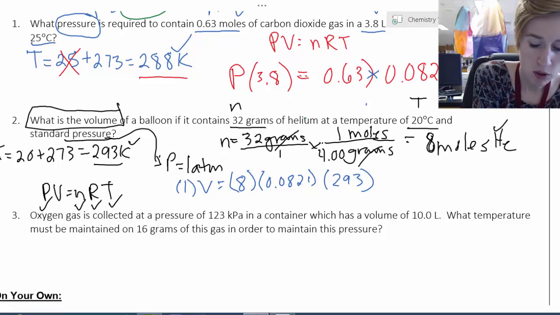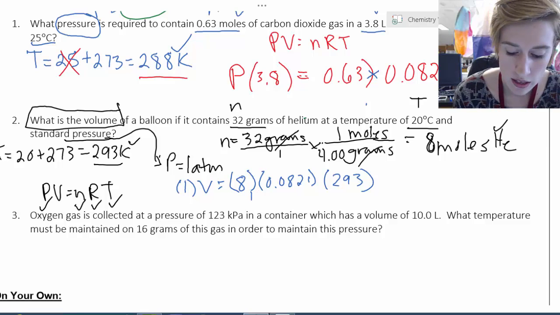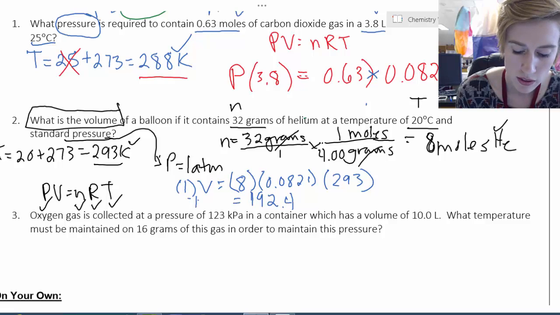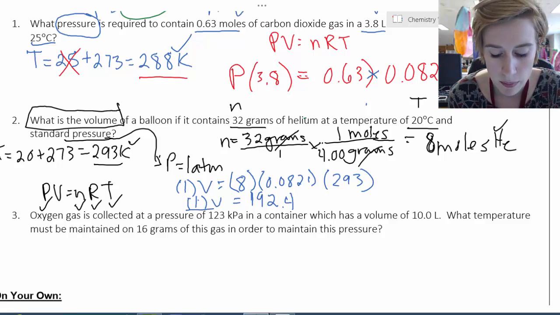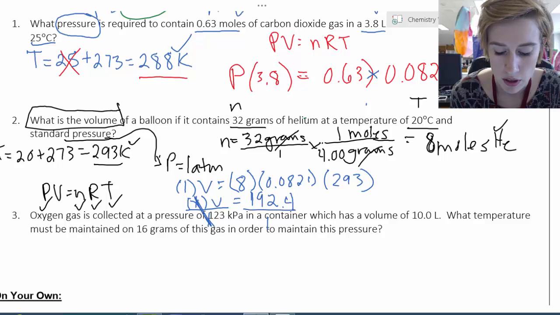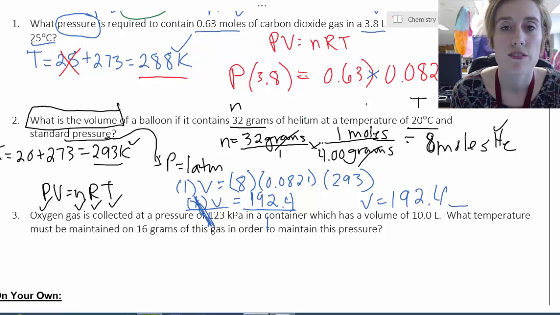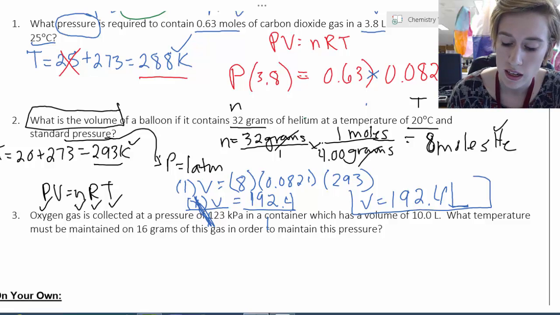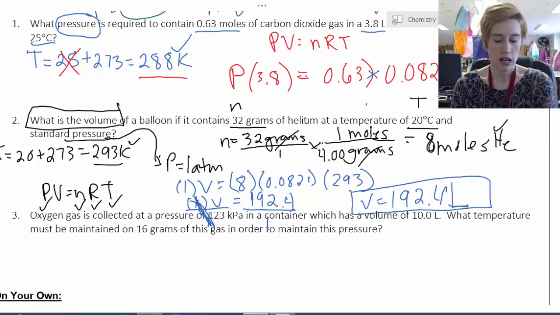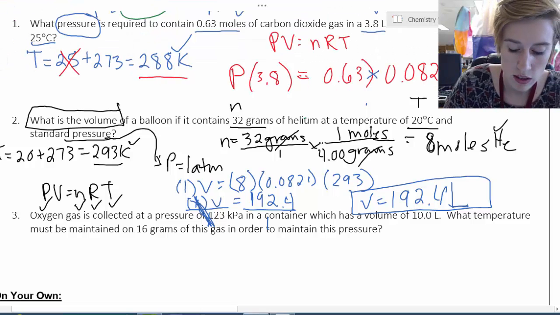So I'm going to multiply all of these together so that I get one number on the right-hand side, okay? And I get 192.4. Remember, I still have 1 on this side and then V. If I have 1 on the left and I divide both sides by 1, I still get the same number. So V equals 192.4. Now, what's my unit here? Volume was always going to be in liters when we use the ideal gas formula, so it'll be 192.4 liters.